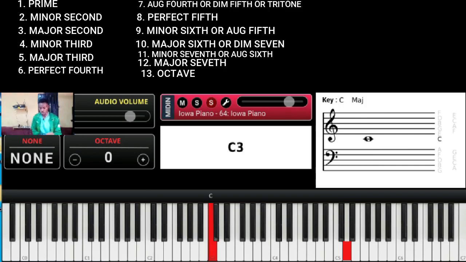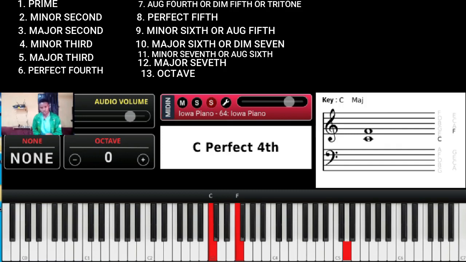So for us to know our intervals, first of all, we have the 13 intervals. There are others, but they are extensions of these 13 intervals. Alright, this is the prime, while the next one on top of it is known as the minor second. The next one is the major second. The next note is the minor third. The next note is the major third. The next note is called the perfect fourth.